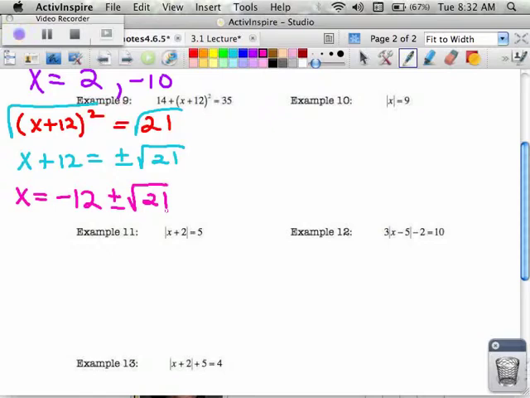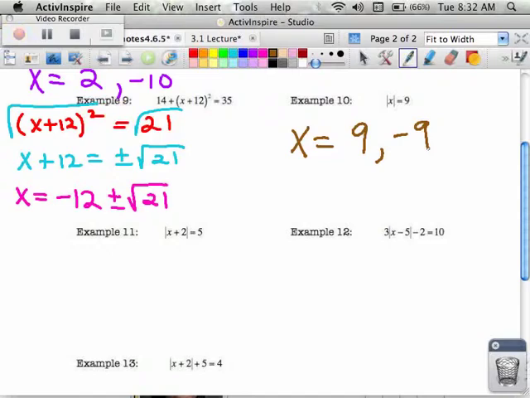9 works, and negative 9 works. So the answers to example 10 are that your x could be a 9, or it could be a negative 9 that gets shoved in there, and out pops a 9. That's kind of what the absolute value does for you. It strips away the negative sign.